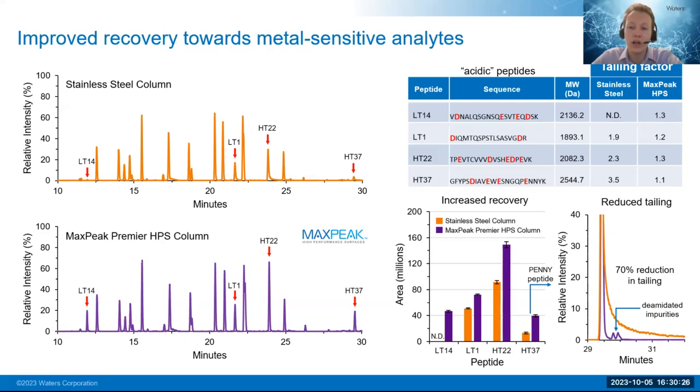So with the Premier column, not only did we see higher recovery for the acidic peptides, as indicated by the increased area counts in the bar plot, but the column also provides us the ability to see critical impurities, such as the deamidated species associated with the penipeptide, which is a peptide known to play a role in the therapeutic efficacy of mAb-based drug products.